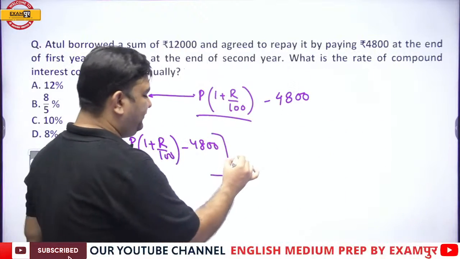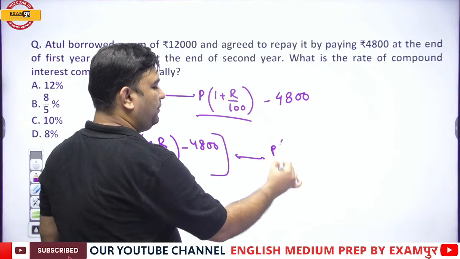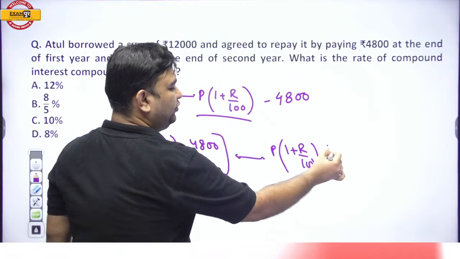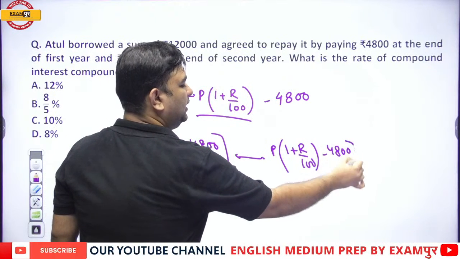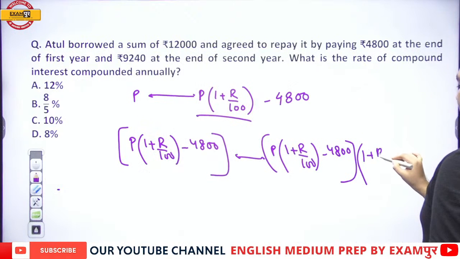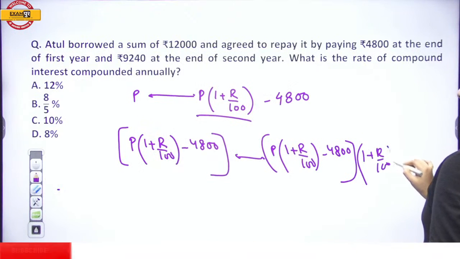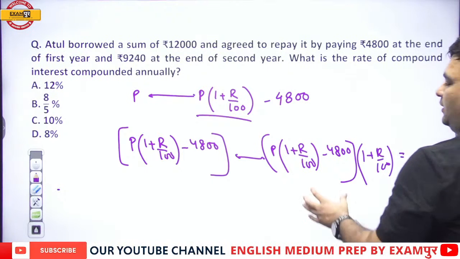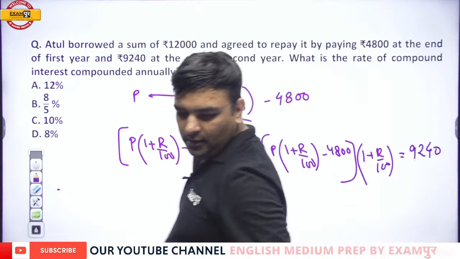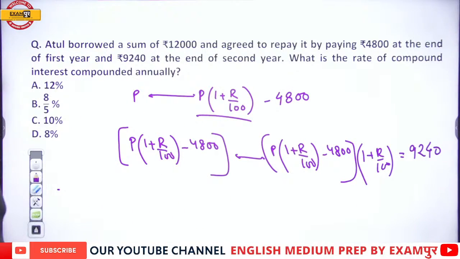How much amount will it become? It will become an amount of [P(1 + R/100) minus 4800] times (1 + R/100) again. And this is the final installment of 9240. This is the actual concept.